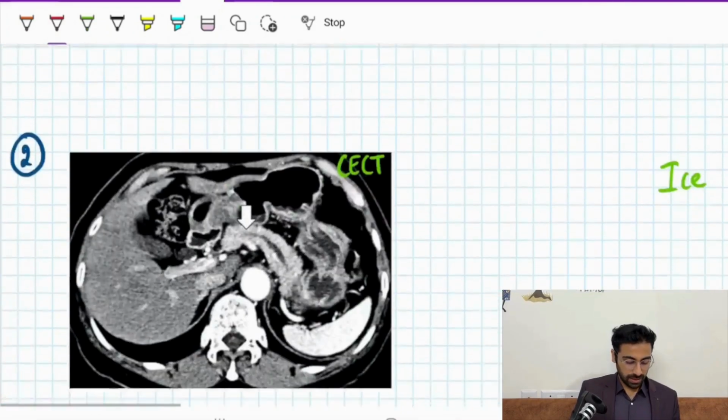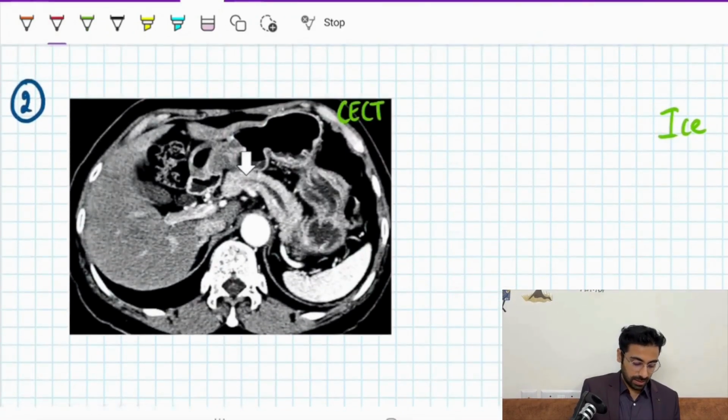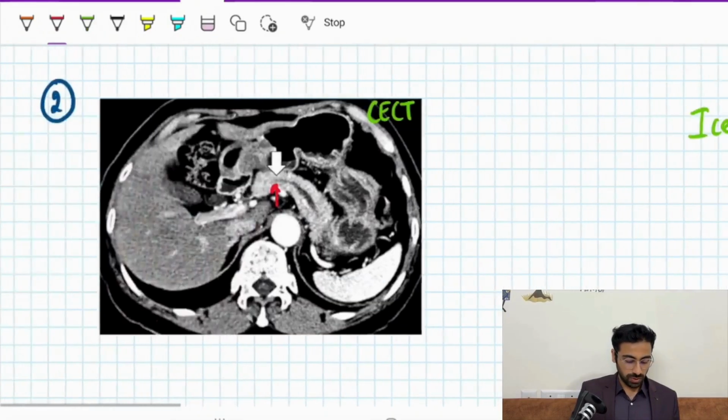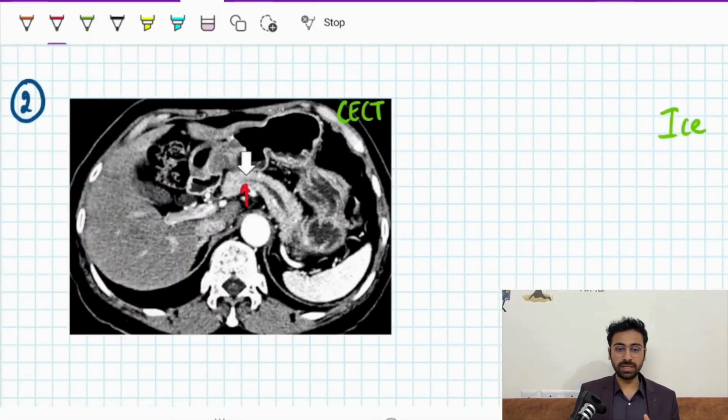Coming to the next sign, you can see here on the CECT, which I have marked with an arrow, just distal to the head, meaning the neck region. If it was PDAC, it would have been an abrupt cutoff. But here you can see that it is tapering, meaning narrowing towards the head mass. So this is known as the ice pick sign. The tapering portion in the neck region is known as the ice pick sign. So these are the two signs that differentiate IgG4 related autoimmune pancreatitis, especially the focal one, from pancreatic ductal adenocarcinoma.